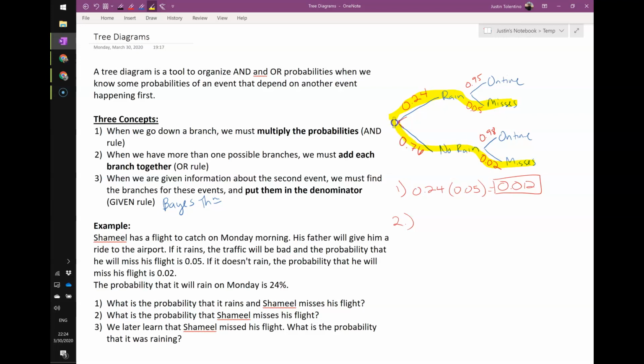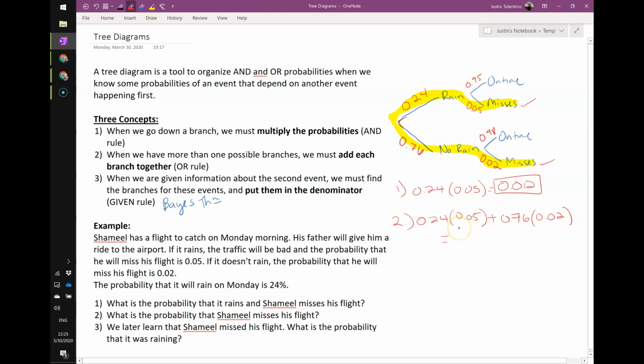Both of these branches, from start to finish, end up with what we're looking for, him missing his flight. So we need to consider both of those cases, and the way we do that is we add those branches together. To get this probability, we still multiply to go down each branch. So it's going to rain and he misses his flight, 0.05. Or, so plus, what about the other branch? Maybe it's not going to rain, 0.76, and there's a 0.02 chance that he still misses his flight.